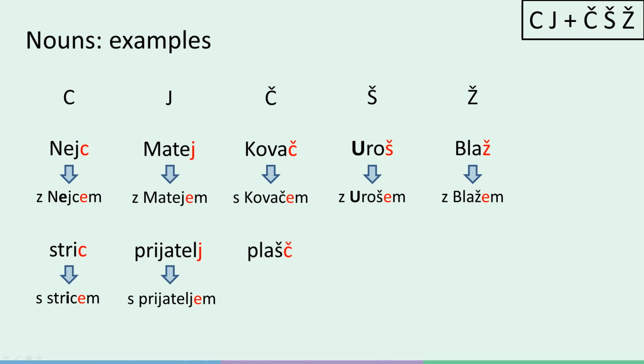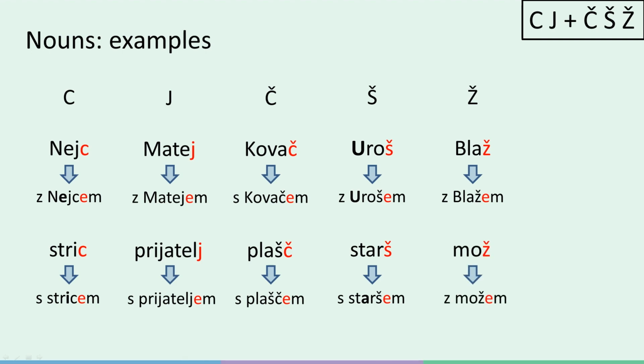Plašč is a coat. S plaščem. Starš is a parent. With the parent is s staršem. And mož means husband. With the husband is z možem.